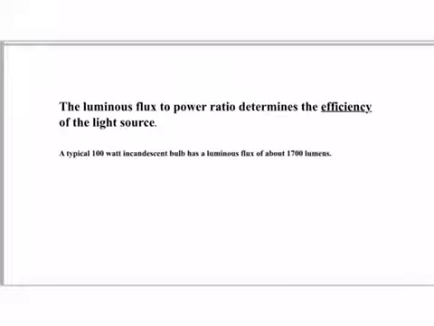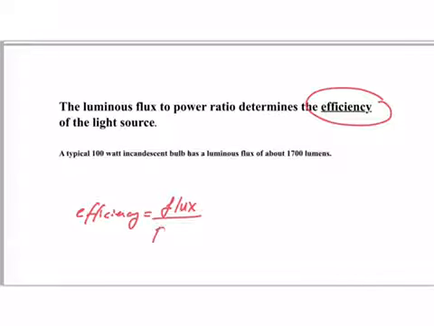The luminous flux is the energy emitted per unit time, so it is related to the power of the light or the light source. The luminous flux to power ratio determines the efficiency of the light source. So efficiency is equal to the luminous flux over the power of the light source.